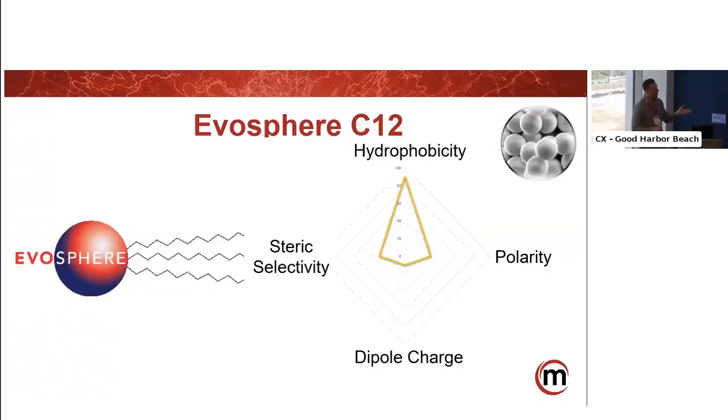So we came up with a new phase here, Evosphere C12. A lot of you have heard of C4s, C8s, C18s, but not many have heard of C12. So why is C12 cool? It's actually more hydrophobic than C18, which is kind of counterintuitive. Most people would think it goes C4, C8, C12, C18, right? But you can actually bond more C12s to the surface of a particle than you can C18, which in effect creates a more hydrophobic environment for the analytes to interact in.